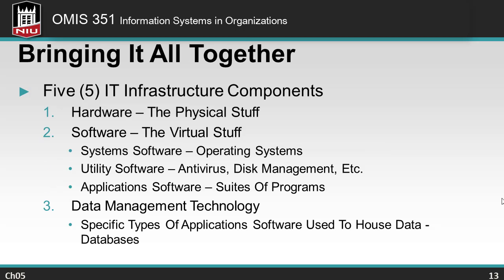A holistic view must be taken to ensure the availability of IT systems. This includes the hardware and application software, systems software, utility software, and data management software. All of the pieces must be working in harmony for the IT systems to function appropriately.